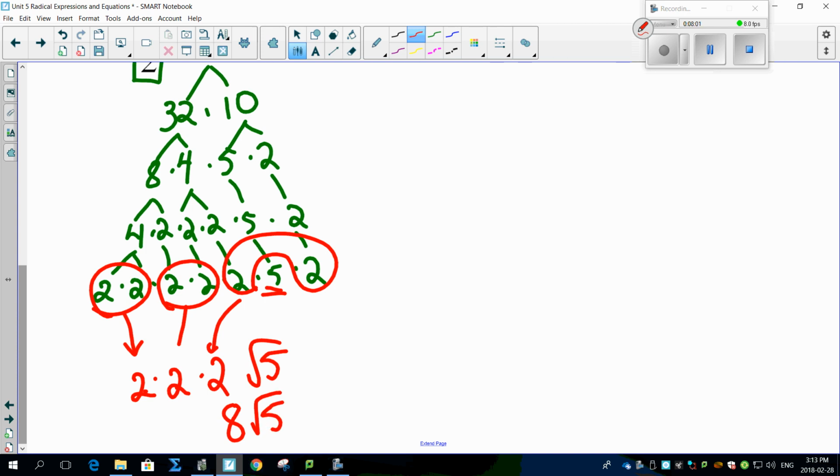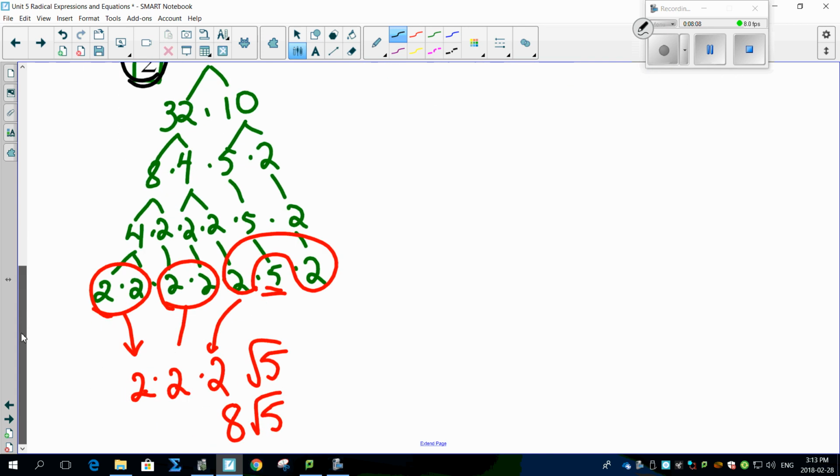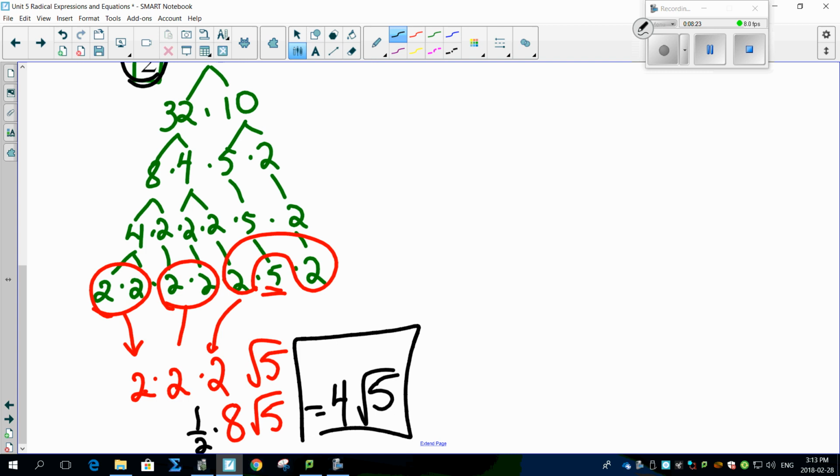But don't forget what we had up front in the first place. If you go back to the original question, we had a half up front. So let's just put that half back in. That half right here means half times 8. Well, half of 8 is 4 root 5. That's your final answer. Isn't that awesome? So that's a really neat question that involves a mix to begin with, and now you simplified it down to this beautiful thing. That's just a piece of art, I tell you.